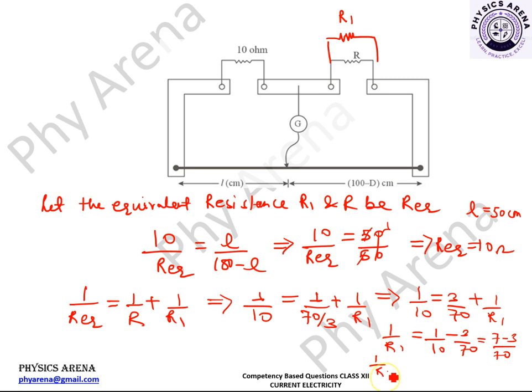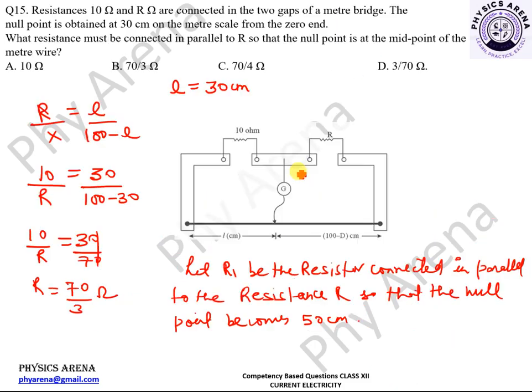So 1 upon R1 will be equal to 4 by 70, and finally we can say R1 is equal to 70 by 4 ohm. So that is the resistor that must be connected in parallel to the given R so that the null point shifts to the midpoint. Option C is correct, that is 70 by 4 ohm.